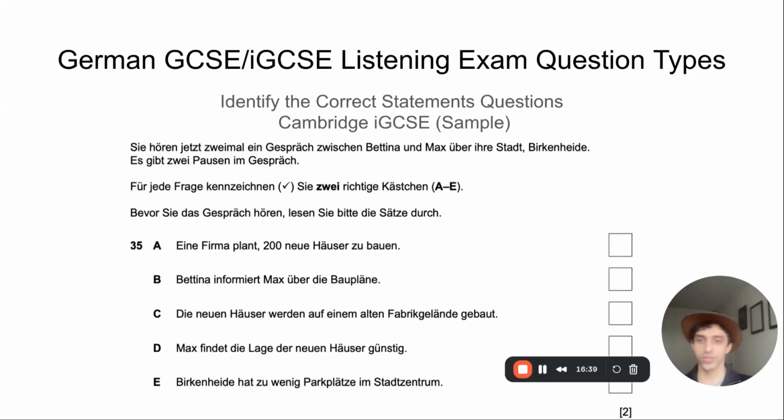And of course, because we've got certain statements to choose between, make sure to take a bit of time to read through them as fully as you can and try and understand the statements, before the full question has even started.